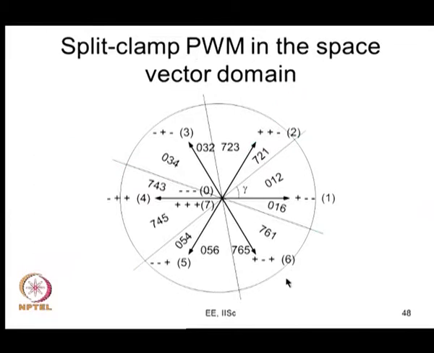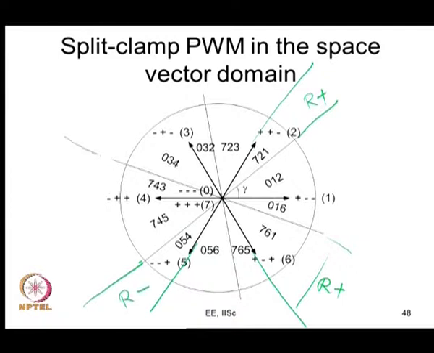Now again this is the split clamp PWM, which when represented in the space vector domain, you can see that R phase is clamped here and again R phase is clamped here. So, these two durations add up to 60 degree, this is gamma, this is 60 minus gamma. Again you have the same scenario here, where R phase is clamped to the negative bus here, and also here. So, this is for a duration 60 minus gamma and this is for gamma, so they add up to 60 degree.